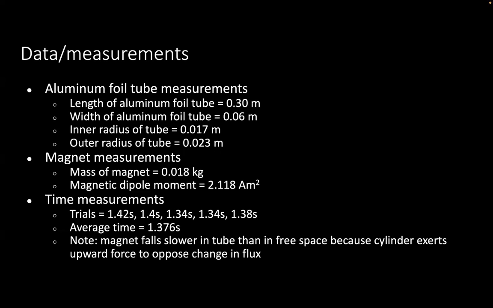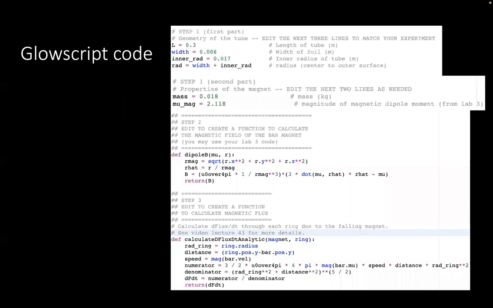For the time measurements, we did 5 trials. The first trial was 1.42 seconds, the second was 1.4 seconds, the third was 1.34 seconds, the fourth was 1.34 seconds, and the last one was 1.38 seconds. The average time was 1.376 seconds. We note that the magnet falls slower within the tube than in free space because the cylinder exerts an upward force opposing the change in flux.